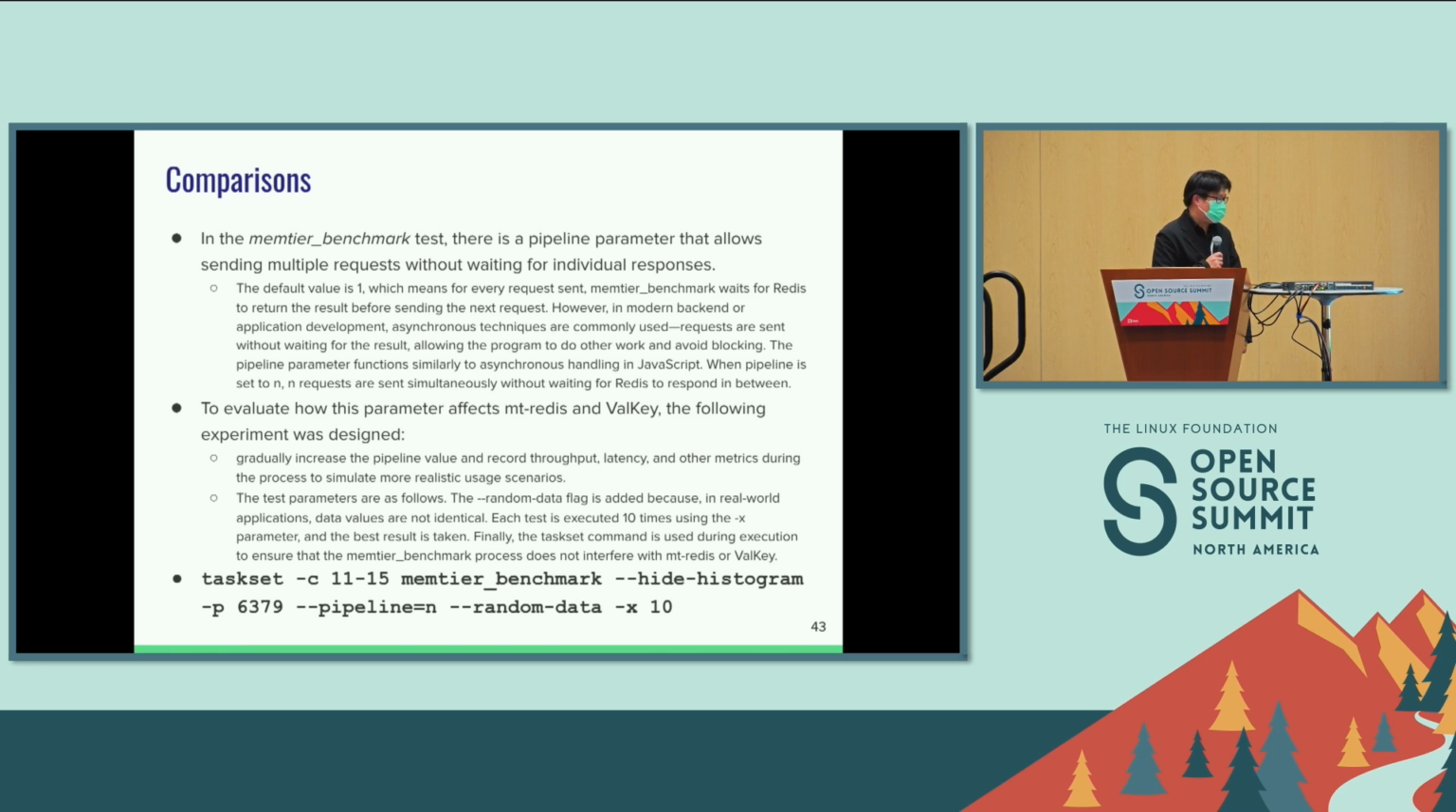All right. So right now we are going to compare our research prototype with Valkey, and this is our setup. Meanwhile, we are thinking about the pipeline, which means it allows sending multiple requests without waiting for individual responses. So I think this is crucial for evaluating our implementation and to ensure our research prototype is useful in real-world setups.